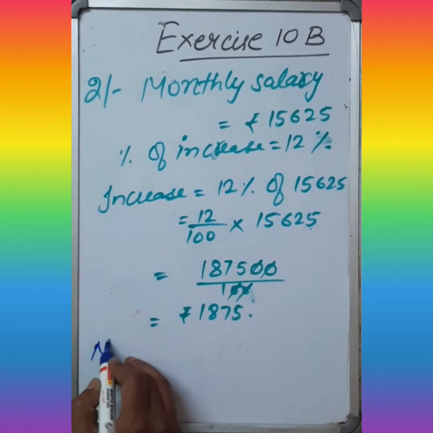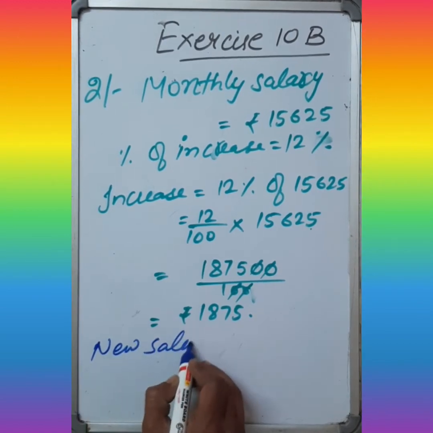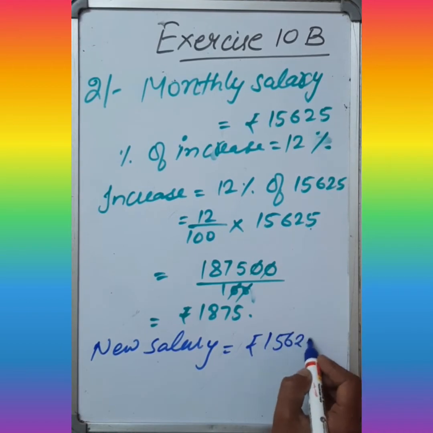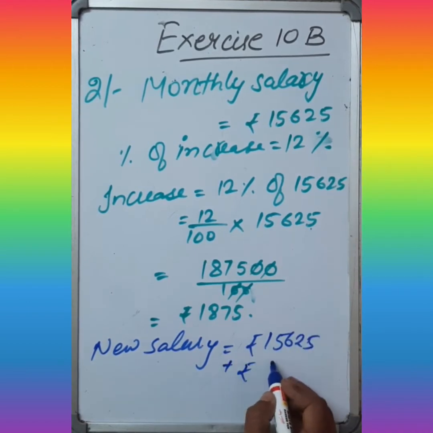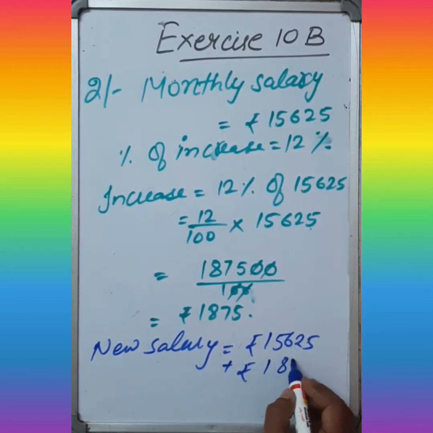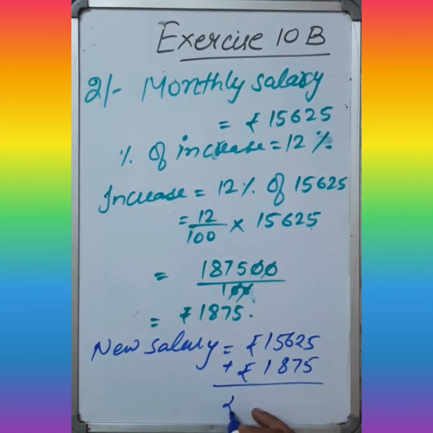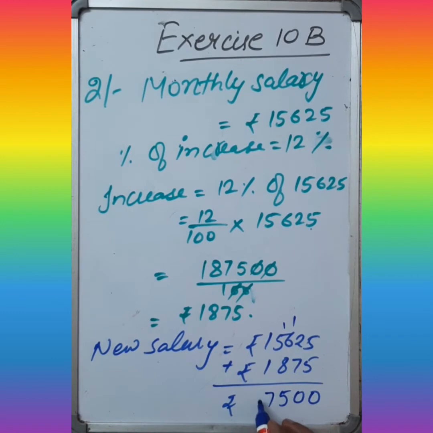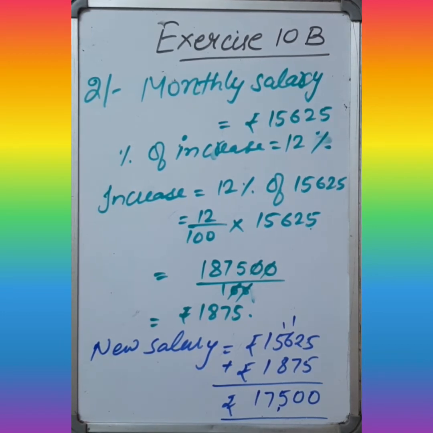So the new salary equals rupees 15625 plus rupees 1875. The new salary will be 5 and 5 is 10, carry 1, 0, 1 and 1 is 2... adding gives 17,500. So this will be the new salary of the person.